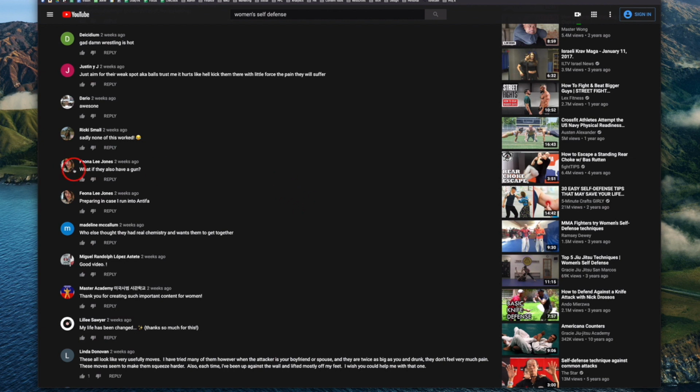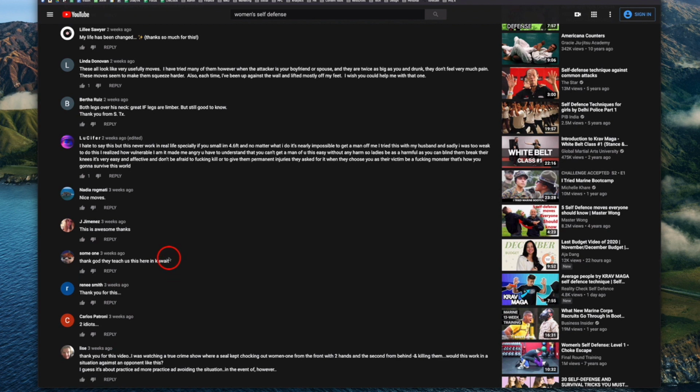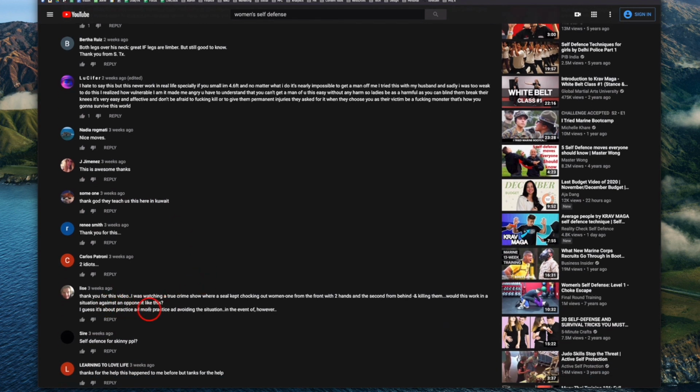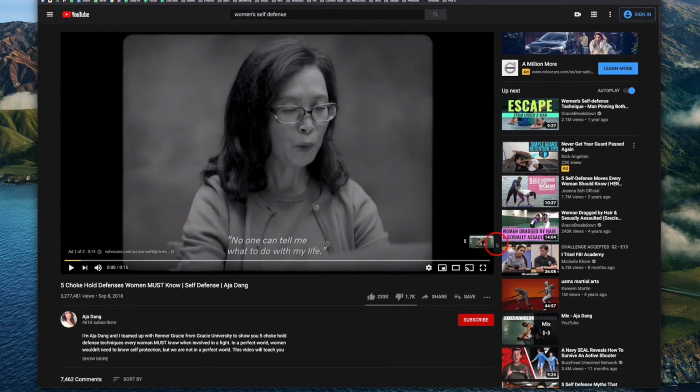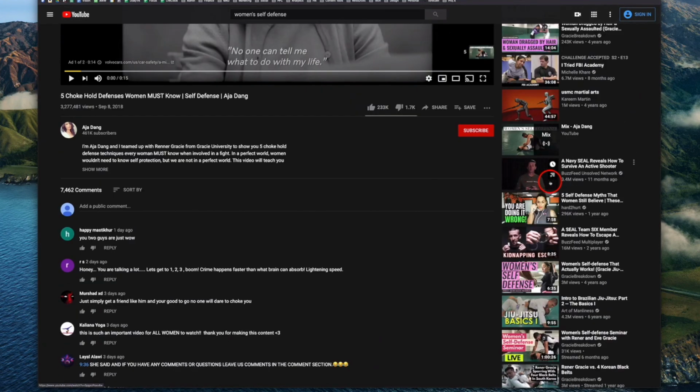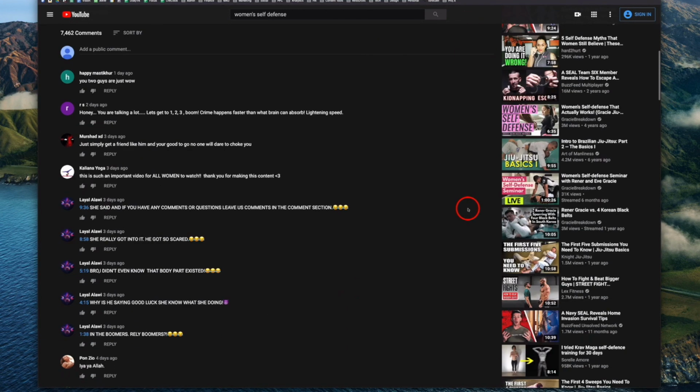So anyway, yeah, what if they also have a gun, right? So there's just tons of, this is everything you need, right? Everything you need. There's so many things. I guess it's about practice. Look at this. Would this work in a situation against an opponent like this? Think about that. They're telling you how to write the ad. And this is just one stupid video we clicked on. I haven't even looked how many there are. Look how many there are.